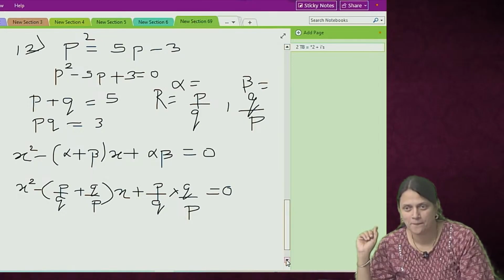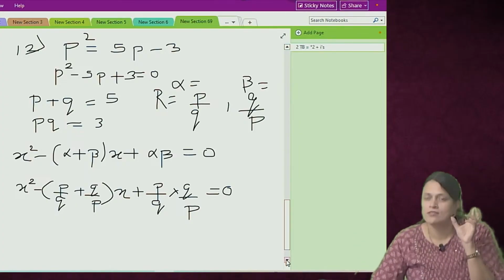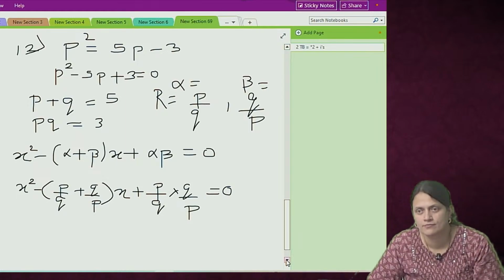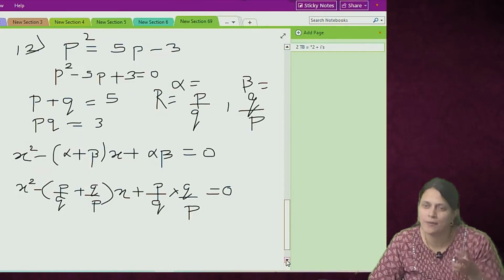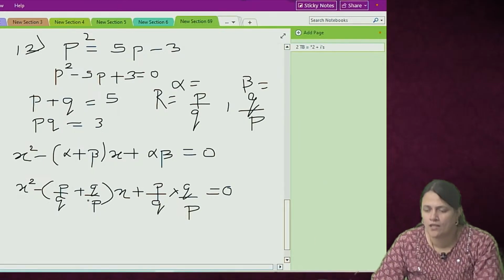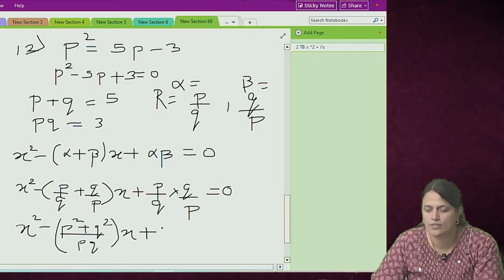वो क्यों दिया है? दोनों इक्वेशंस में if you check p plus q, that is the roots addition, is equal to 5. The roots are not same, but दोनों इक्वेशंस में p and q के वैल्यूज वैसे ही आएंगे. Okay. Now here you will take the LCM. LCM will be p square plus q square upon pq into x plus 1 is equal to 0.